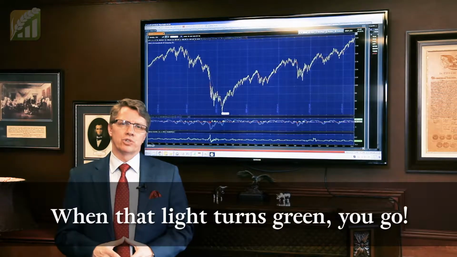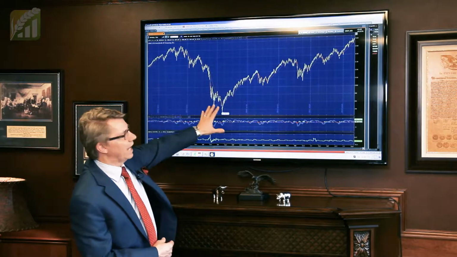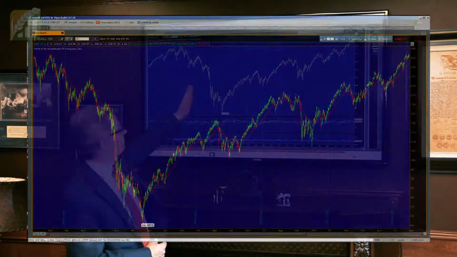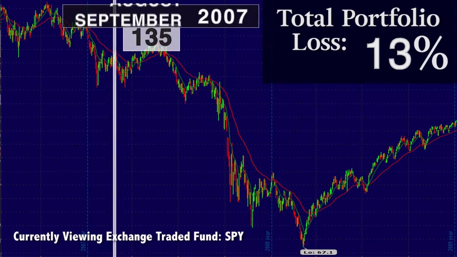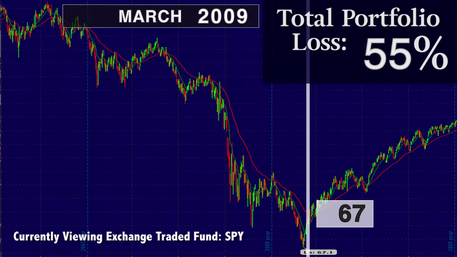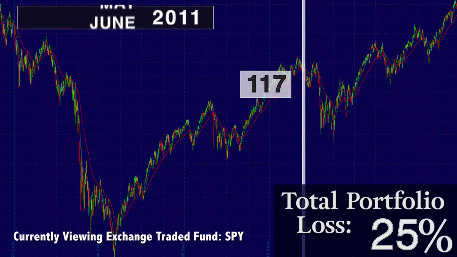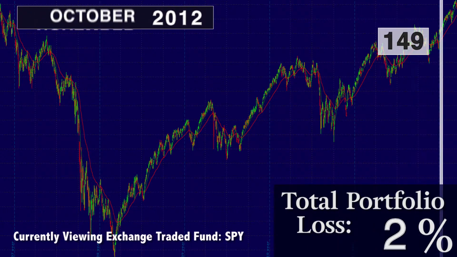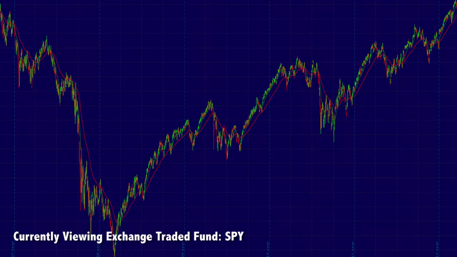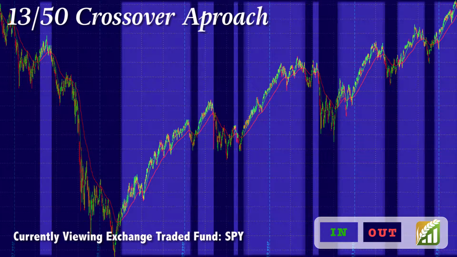A great example of the strength of the 13/50-day moving average crossover can be seen in looking at the last major market decline, from the fall of 2007 to the spring of 2009, when markets declined by over 55%. For the typical buy and hold investor, it took all the way till December of 2012 to recover those losses and just get back to even again. However, an investor using the 13/50-day moving average crossover approach gained an additional 40% return, while the other typical buy and hold investor was just trying to get back to even.